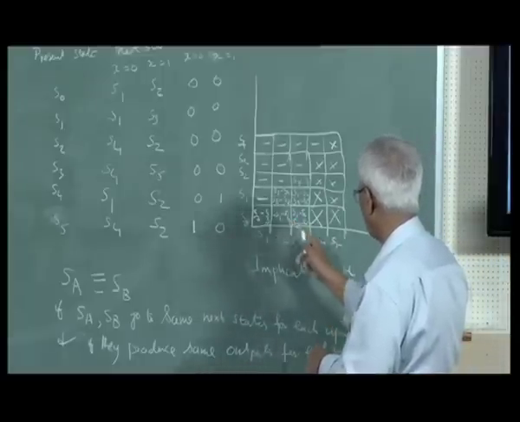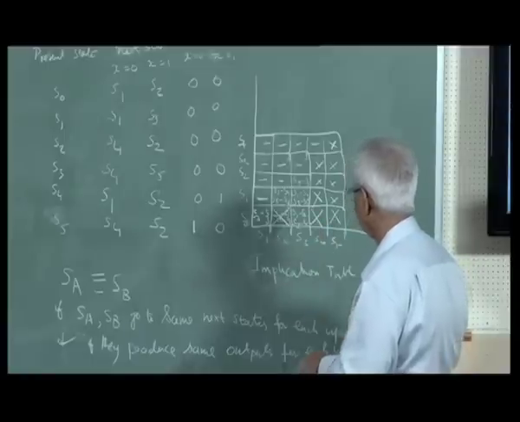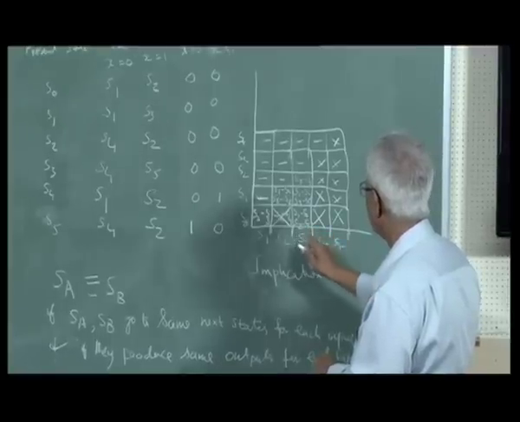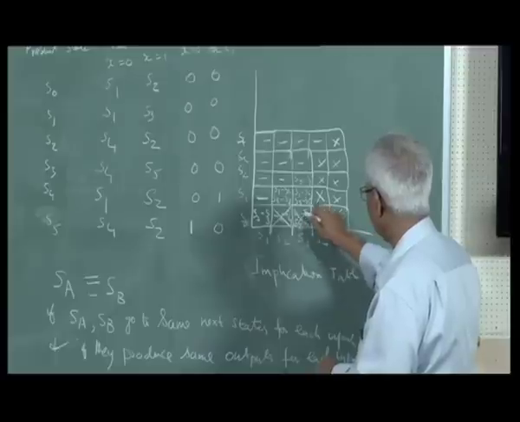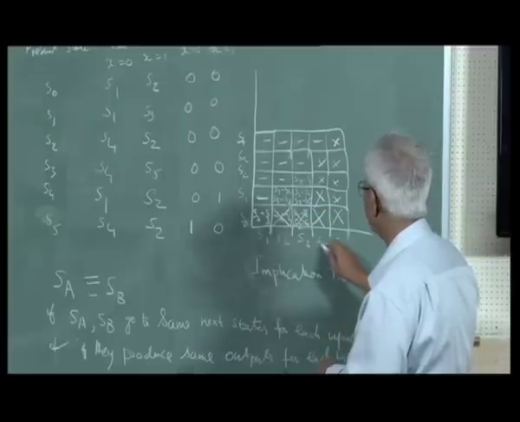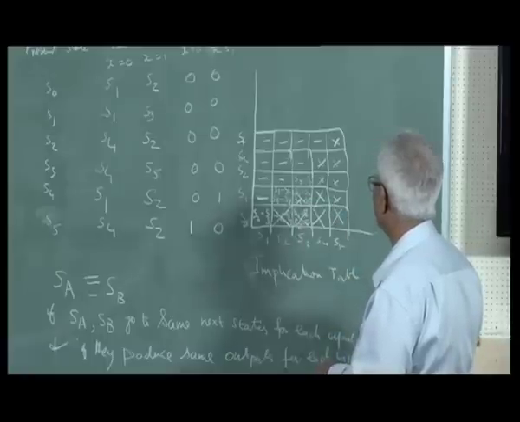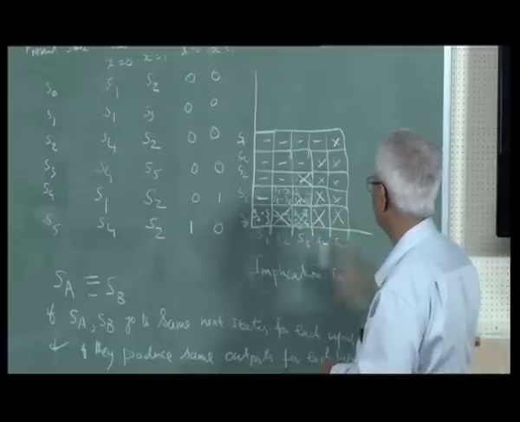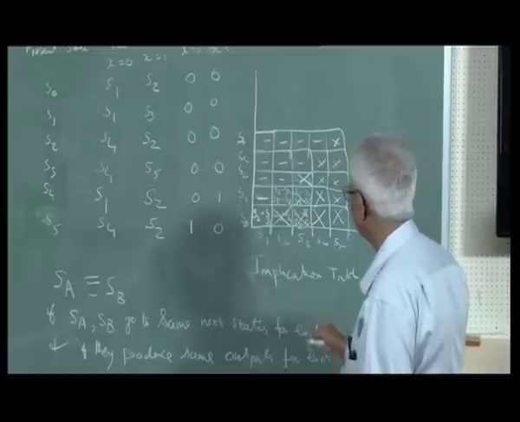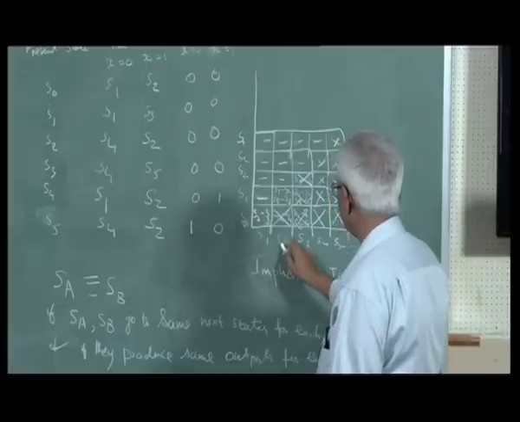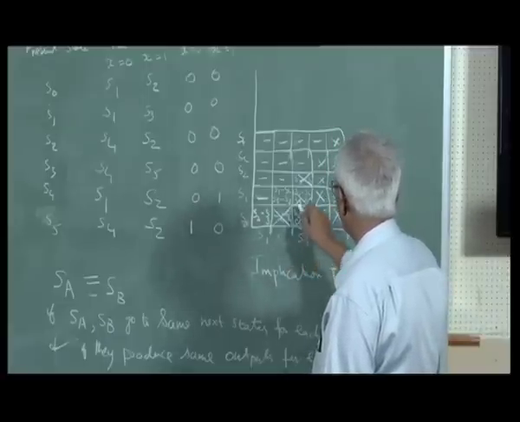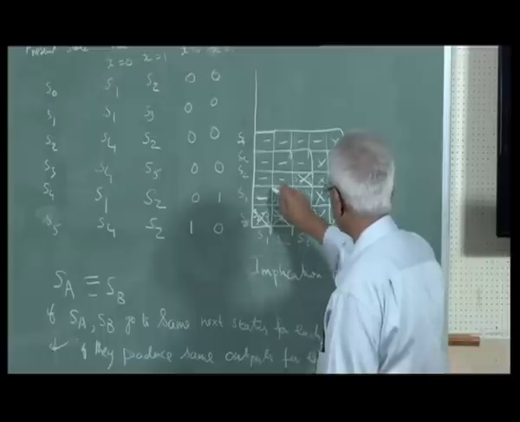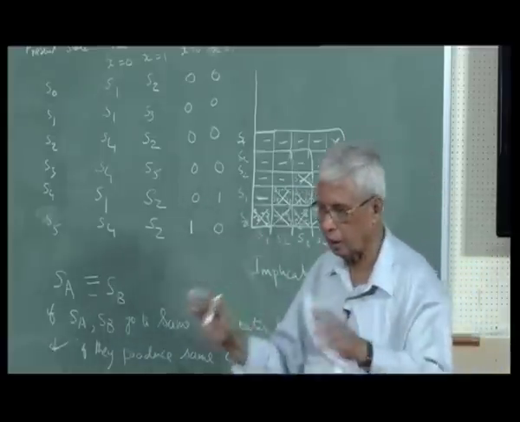For example, you get S1 to S4 equivalent, not possible. S2 to S5 is not possible. S3 to S5 is not possible. This is also not possible. S2 to S3 is not possible, we have already proved here. So this cannot be. Since you have proved that S3 is not equal to S2, no two states are equivalent.